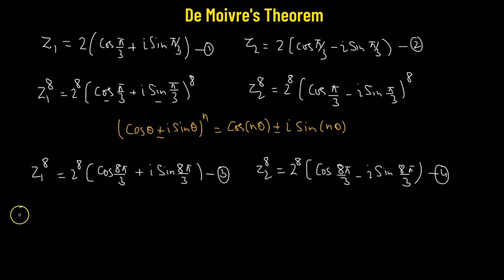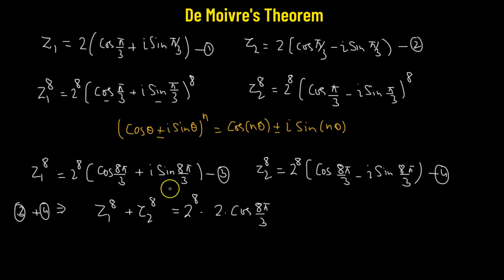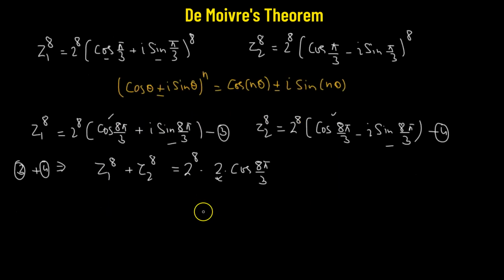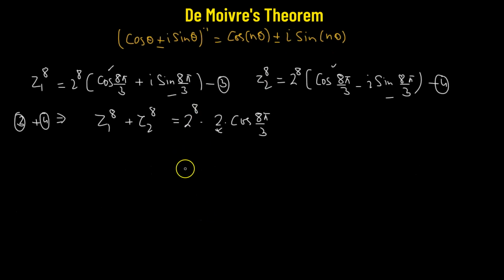Now we're going to add equation number 3 and equation number 4 together. So this is going to give us z1 raised to the power of 8 plus z2 raised to the power of 8. This will be equal to 2 raised to the power of 8 multiplied by 2 times cosine of 8 pi over 3, because the imaginary parts are additive inverses of each other, so we only have 2 real parts. That's giving us the factor 2, which combined with 2 raised to the power of 8 gives us 2 raised to the power of 9 times cosine of 8 pi over 3.